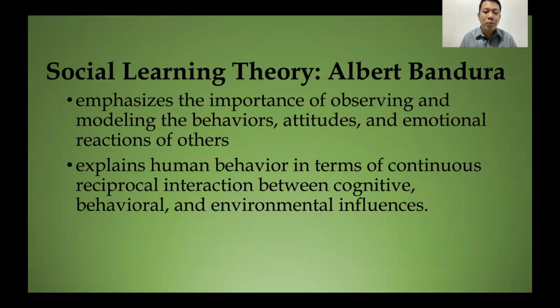So it explains human behavior in terms of continuous reciprocal interaction between cognitive, behavioral, and environmental influences. So cognitive is the mind, behavioral is the behavior, and environmental influences are anything that could affect cognitive formation and then the behavioral formation.